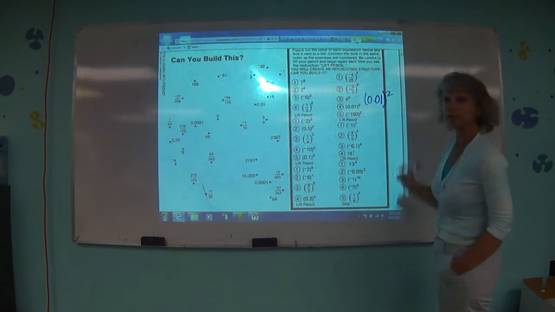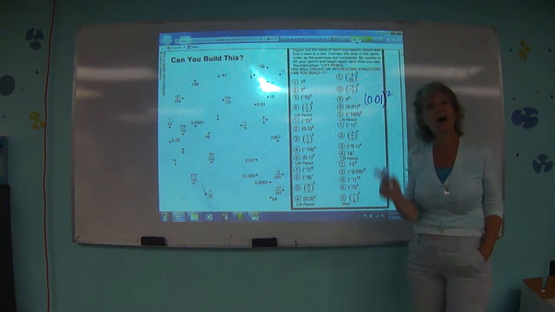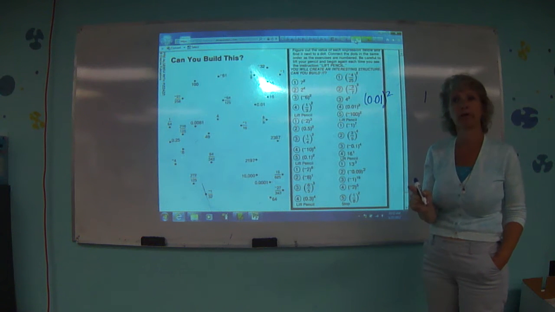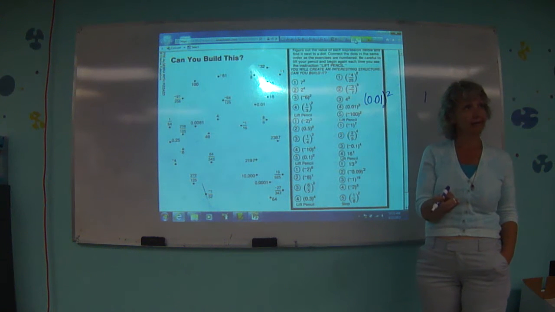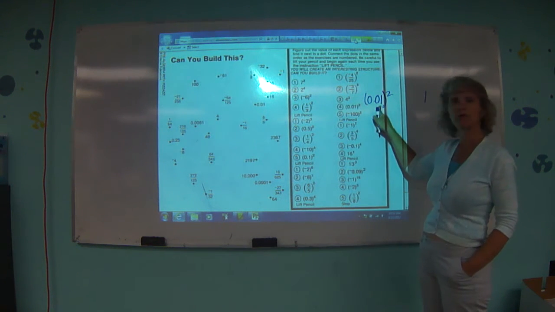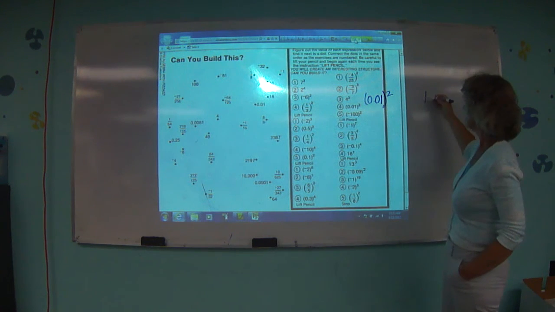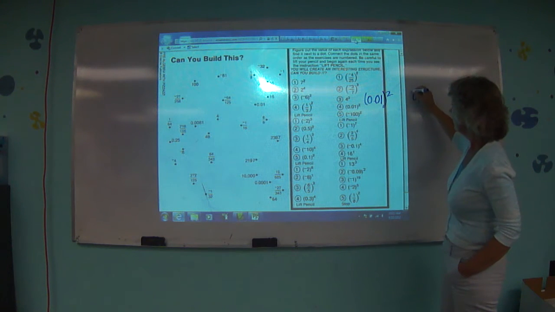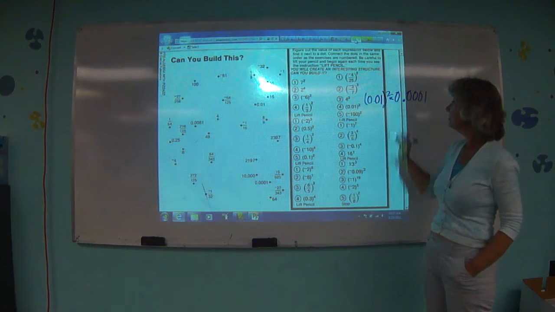0.01 squared. Not hard, right? What's 1 times 1? 1. Okay, but how many decimal places will it end up with? When you multiply, what happens to the decimal places? You get more of them, right? If you start with 2, how many do you end up with when you multiply it by itself? 4. You end up with 4. So there's 1 decimal place, 2, 3, 4, period, and a 0 in front. So that turns into that.